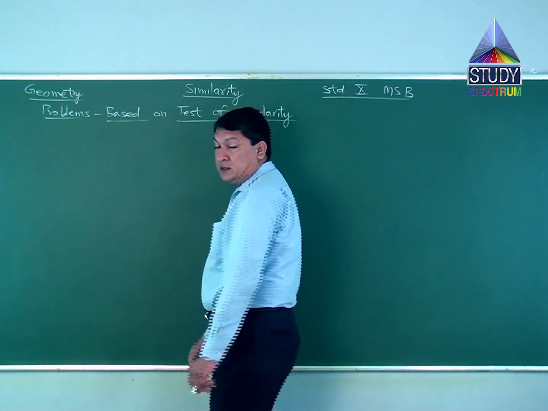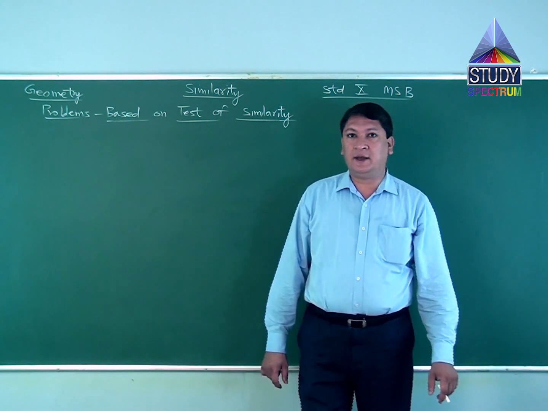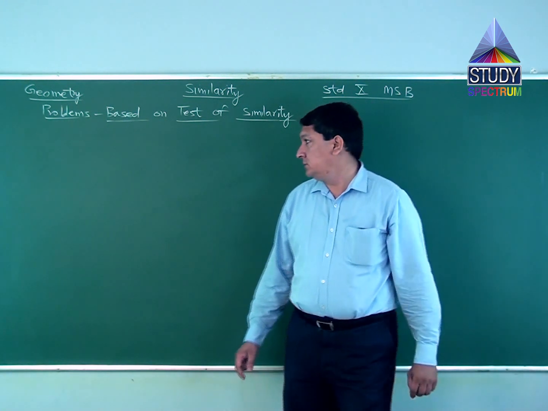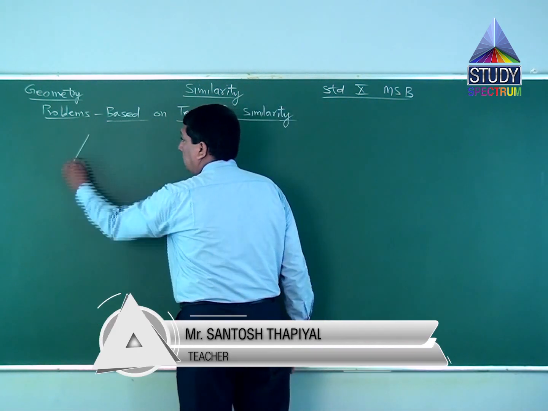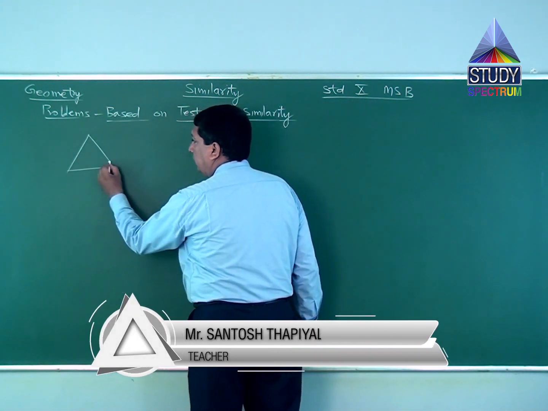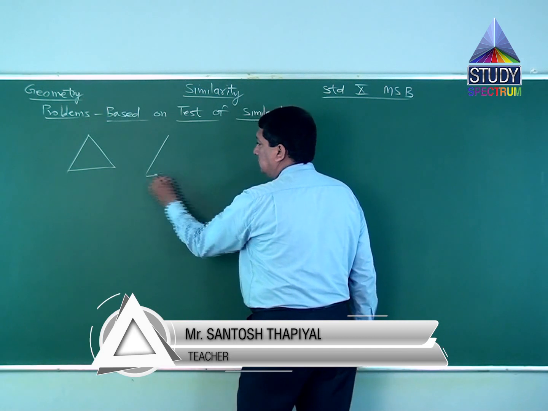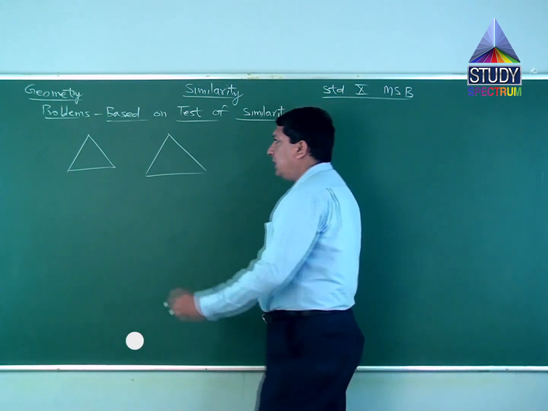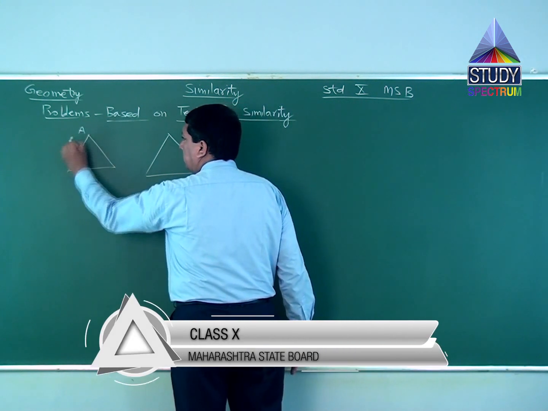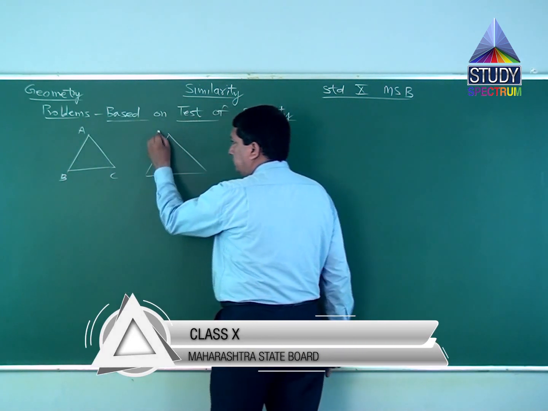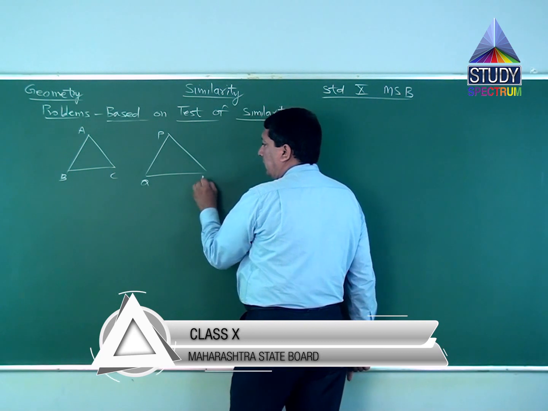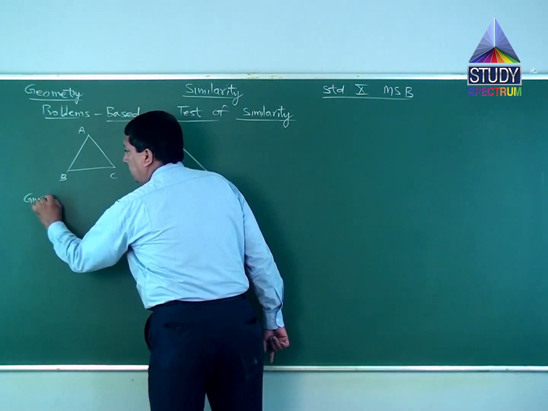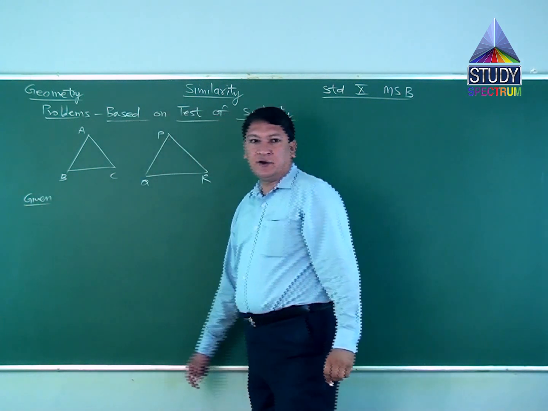So we'll take another sum based on test of similarity. Now in this sum, we'll take two triangles, and we'll name the triangles ABC and PQR. Let's see what all is given to us.